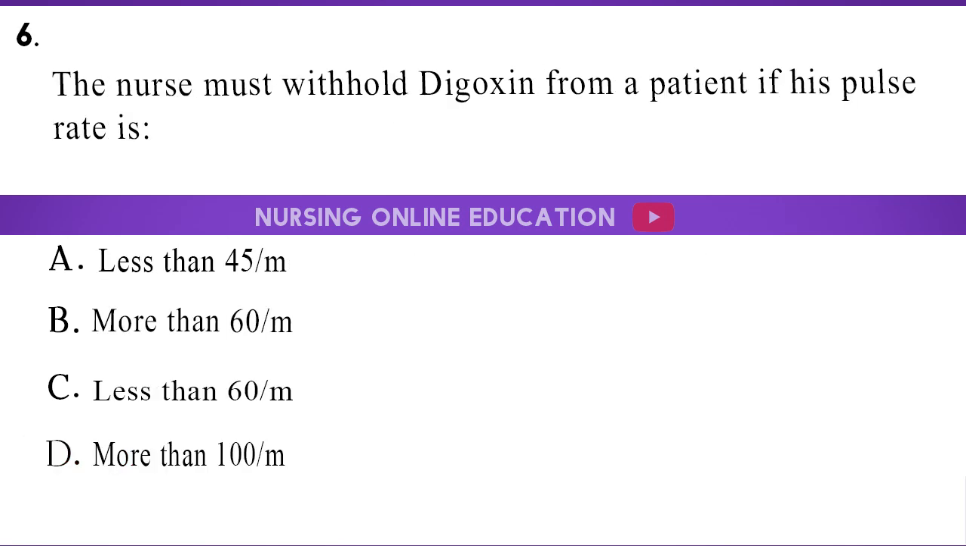6. The nurse must withhold digoxin from a patient if his pulse rate is: A. Less than 45/m, B. More than 60/m, C. Less than 60/m, D. More than 100/m. The answer is option C, less than 60/m.